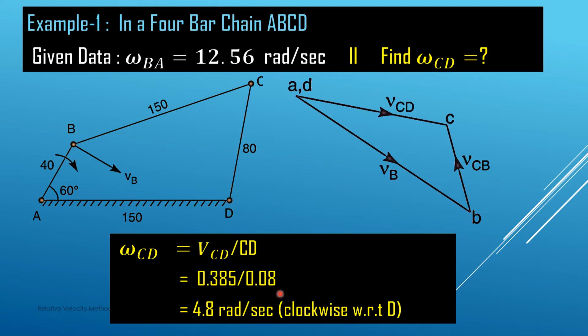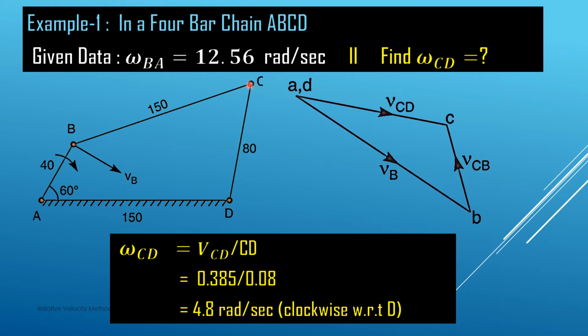So very carefully understand how to find the direction of this omega CD. Here we have found the velocity of C with respect to point D. It is in this direction; this arrow is marked here from D to C. So this is D point, this is C point. The velocity of this C point with respect to this point is in this direction. The sense of this direction we can take from the velocity diagram.